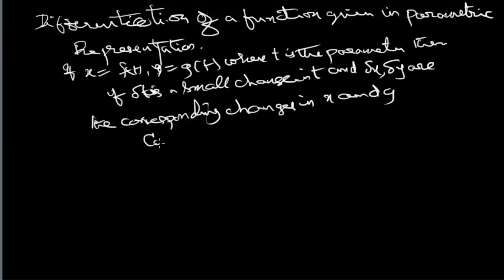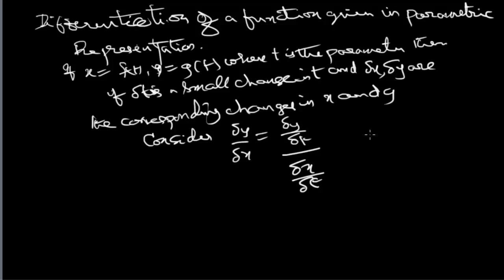Consider delta y by delta x. That means small change in y by small change in x. You divide numerator and denominator by small change in t. Delta y by delta t by delta x by delta t. Now as delta t tends to 0, delta x also tends to 0, because there is a change in t, there is a change in x. So on the left hand side you take limit as delta x tends to 0, and on the right hand side in the numerator and denominator you take limit delta t tending to 0.